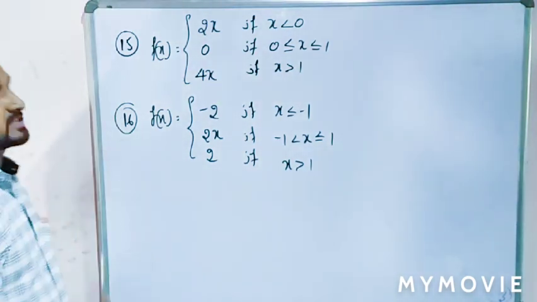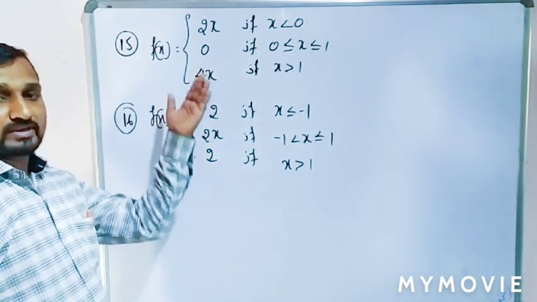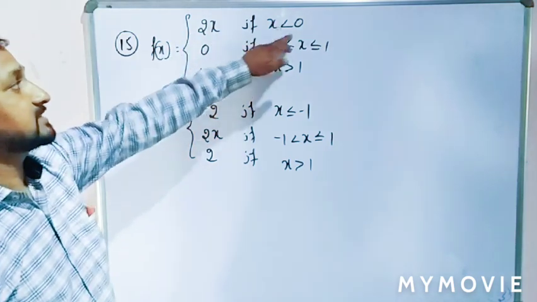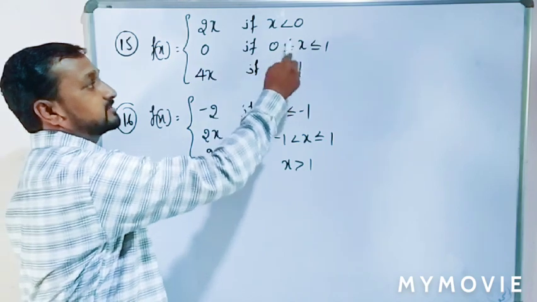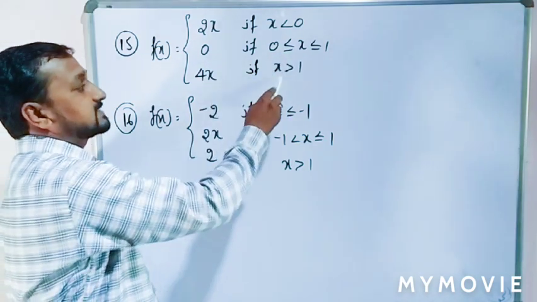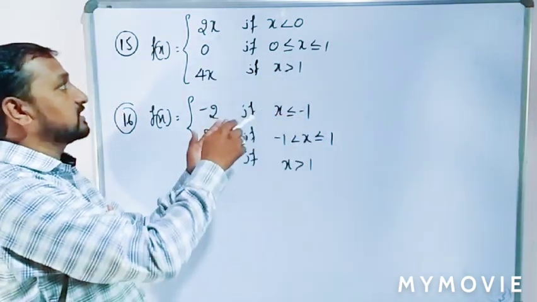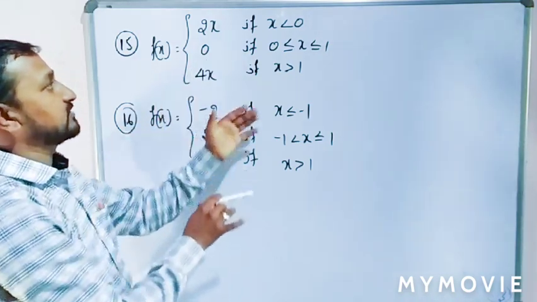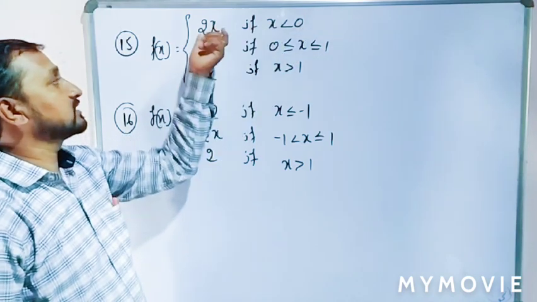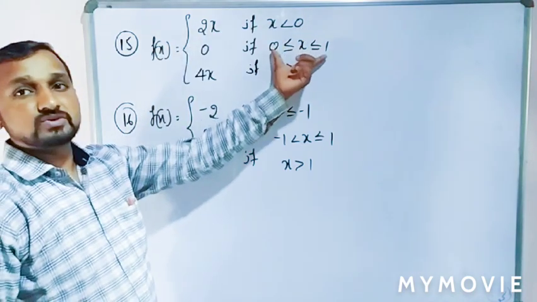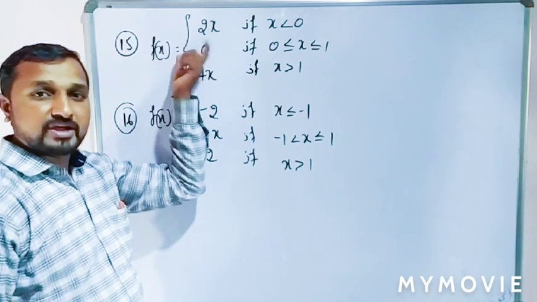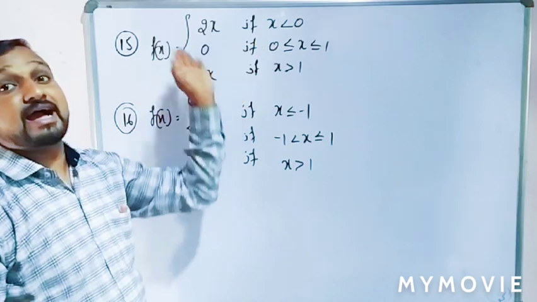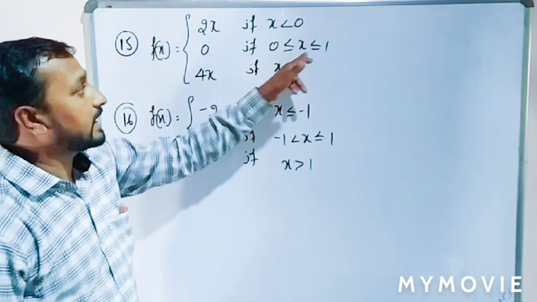So the 15th example is the same as the 14th example. There are three conditions: 2x if x is less than 0, 0 if x lies between 0 and 1, 4x if x is greater than 1. In the previous class we solved this type of example already. Here the same procedure: first take x less than 0, the function should be continuous. For x between 0 and 1, f of x equal to 0, the function should be continuous. Obviously for x greater than 1, the function should be continuous. And we check at x equal to 0 and at x equal to 1.